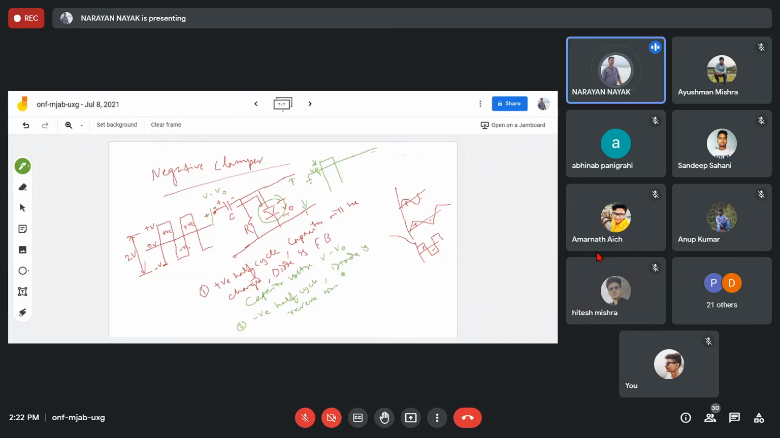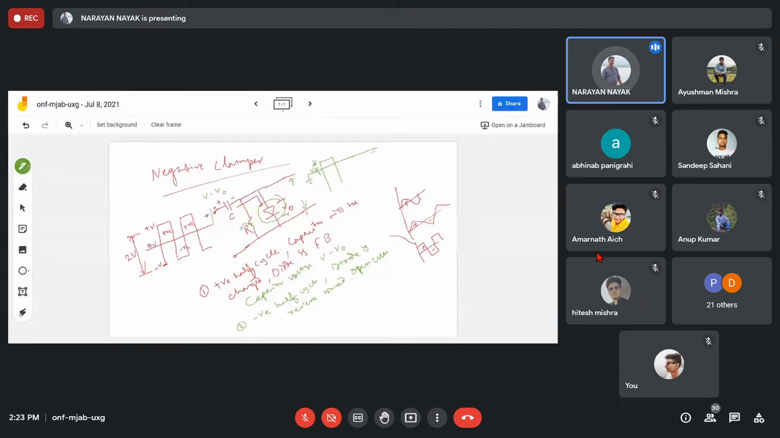Okay. So reverse bias means what will happen? It is open circuited. Okay, understood. Now, if it is open circuited, in the negative half cycle it doesn't affect the charging of the capacitor. Why doesn't it affect the charging of the capacitor?